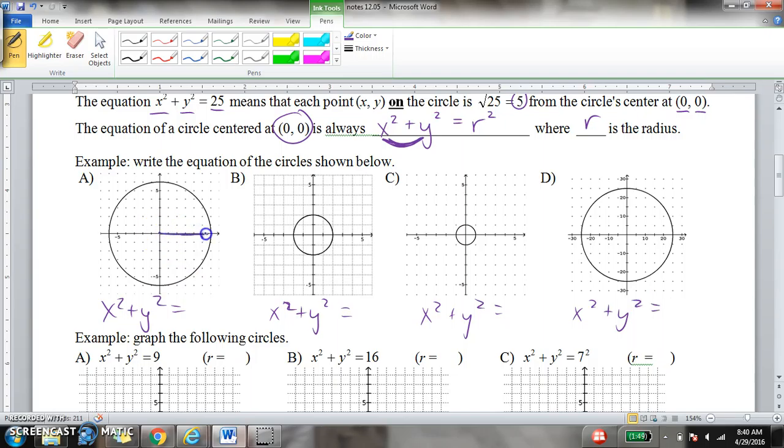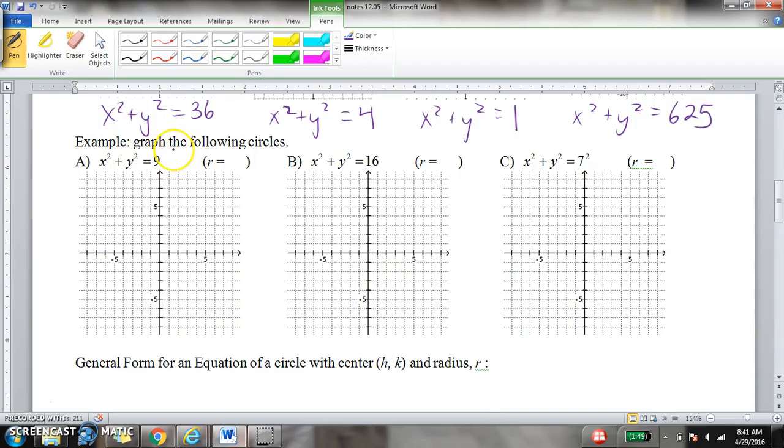For this one, if we look at the radius, it's out here at 6. 6 squared is 36. So there we go, done. This one is 2 units, 2 squared is 4. This one is 1 unit, 1 squared is 1. This one goes by different units. It goes by 5, 10, 15, 20, 25. 25 squared is 625.